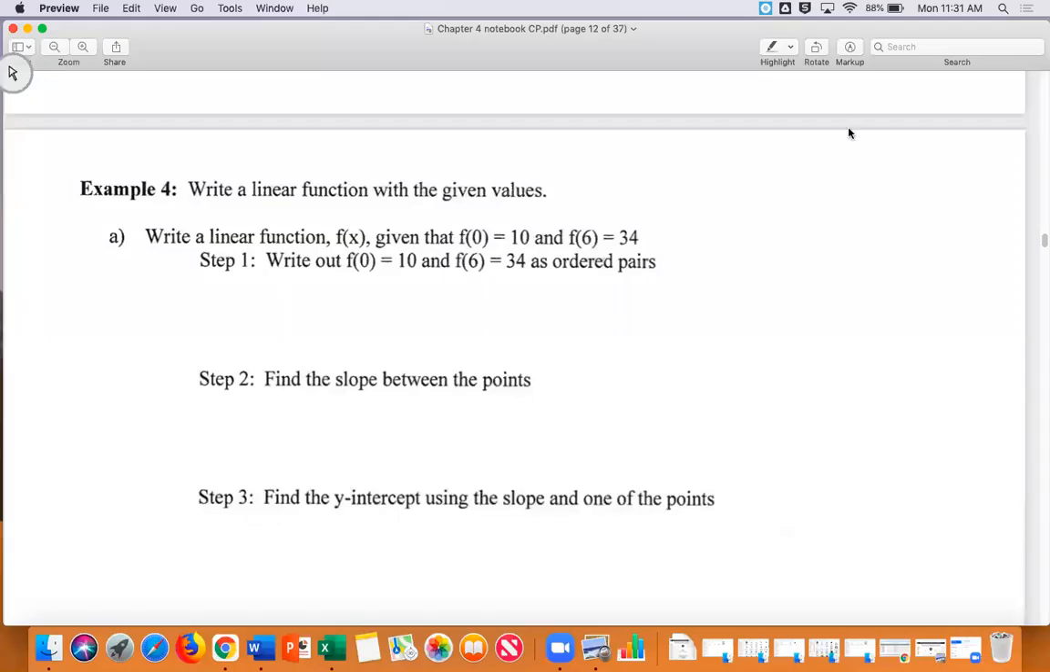All right, so this is part 2 or 3, I'm not sure. It's part something, doesn't matter. Up here it says write a linear function with the given values. The reason I had to break this up into 2 days is because they look different, right?